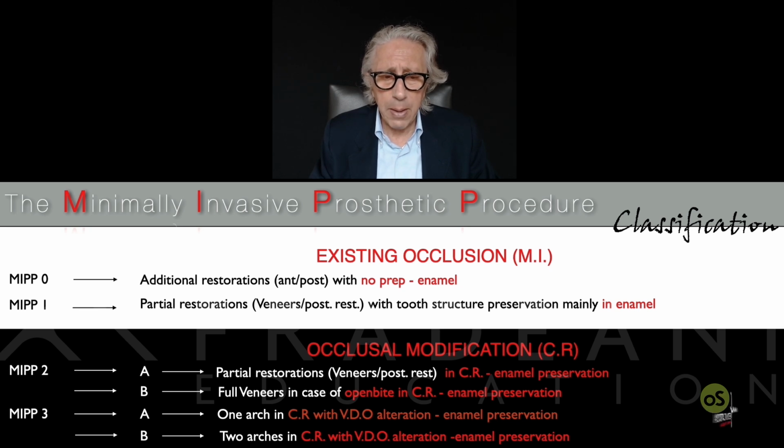Okay? Then you have the MIPP 2 and 3. That is another category, because in all these cases, we modify the occlusion. And we go with the patient in CR, in centric relation position. So we can divide the MIPP 2 into A and B.